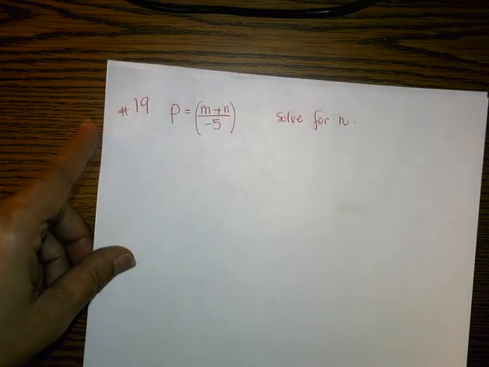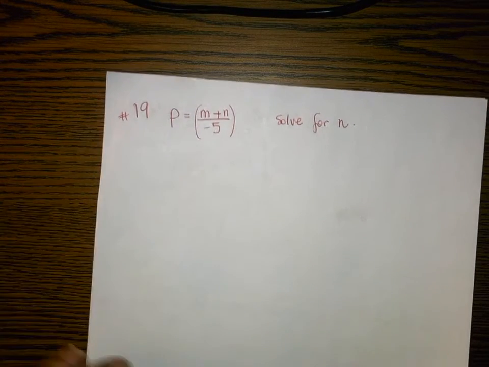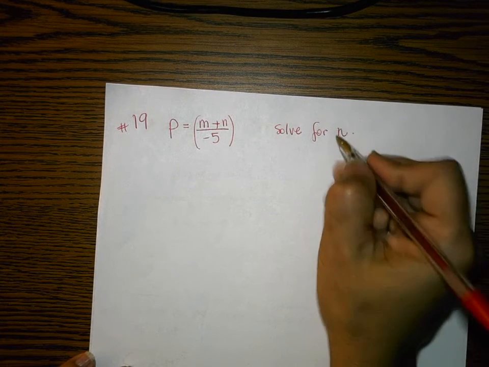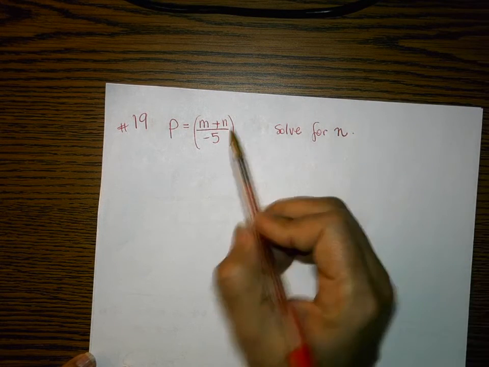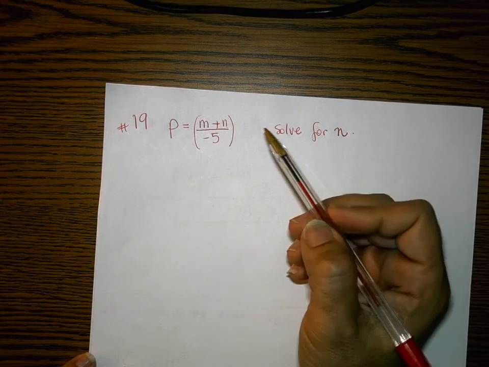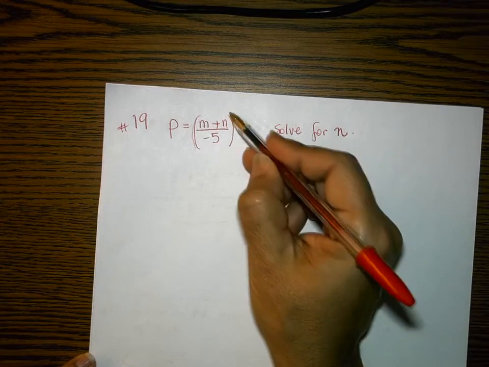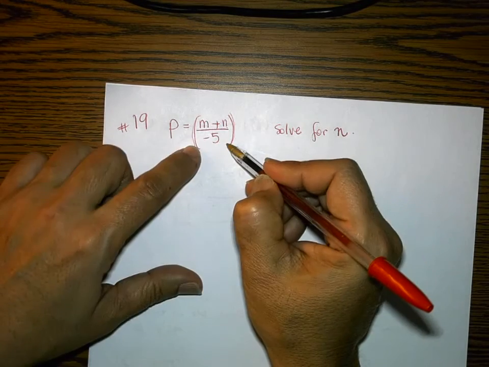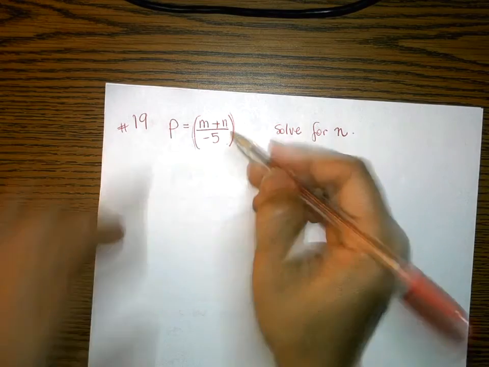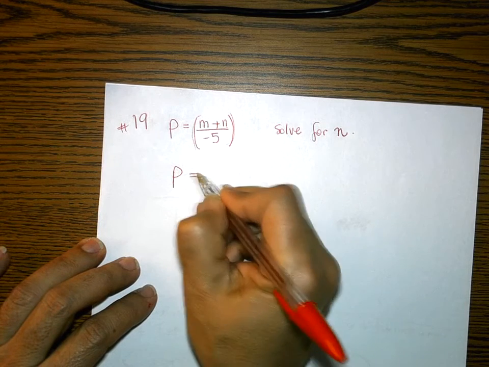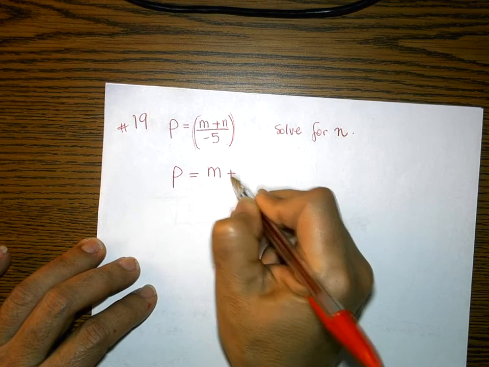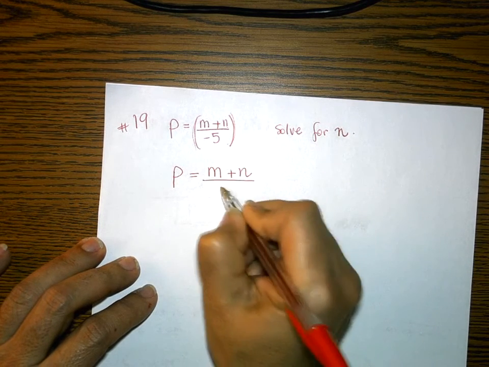Oh, I have one more right here. There's one more question I want to cover. The last one is number 19. They're asking us to solve for the letter N. And there we go, there's the letter N. They put parentheses over here just to say this is a group of values, but I can remove them. I can rewrite P equals M plus N divided by -5.